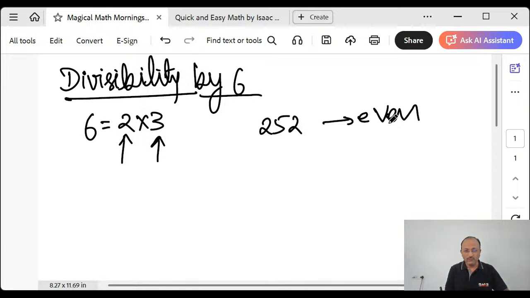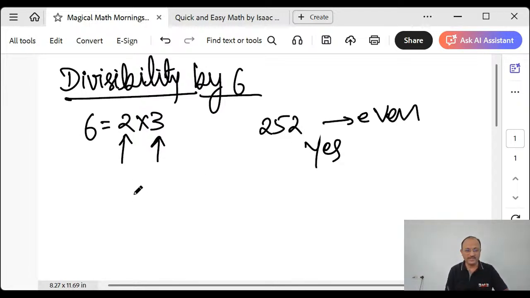With 3, what we do? We'll add the digits. That is called a digital sum. Have you heard the term digital sum? Digital sum means what you get by adding all the digits and repeating the same until we get a single digit number. For example, the digital sum of 252 is 2 plus 5 plus 2, that is 9. Is 9 divisible by 3? Yes. Therefore, it is divisible by 6.